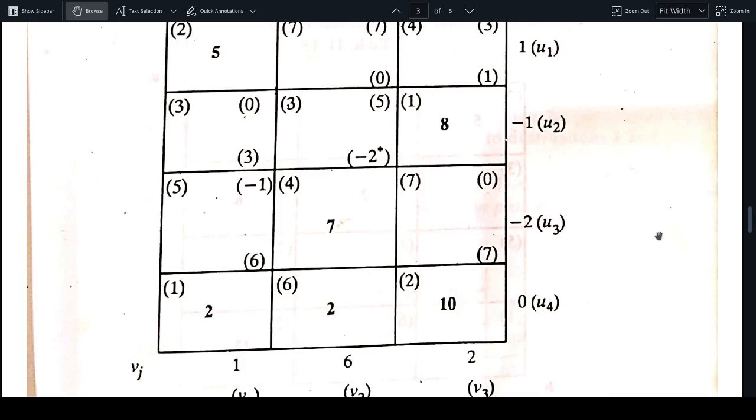And the loop is formed for independent positive allocation. Right? The loop is formed in independent positive allocation.